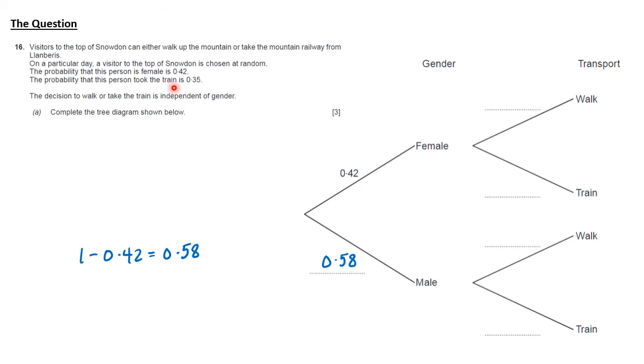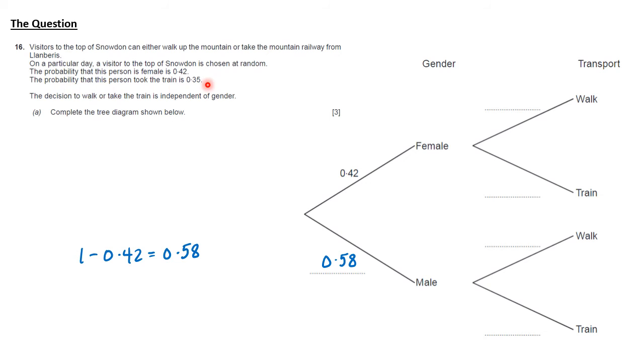The next thing is we know that walking or taking the train is independent of gender. So we know it doesn't matter whether it's male or female. These things will stay the same. Walk here will be the same as walk here. Train here will be the same as train here. Let's see what else we've got.